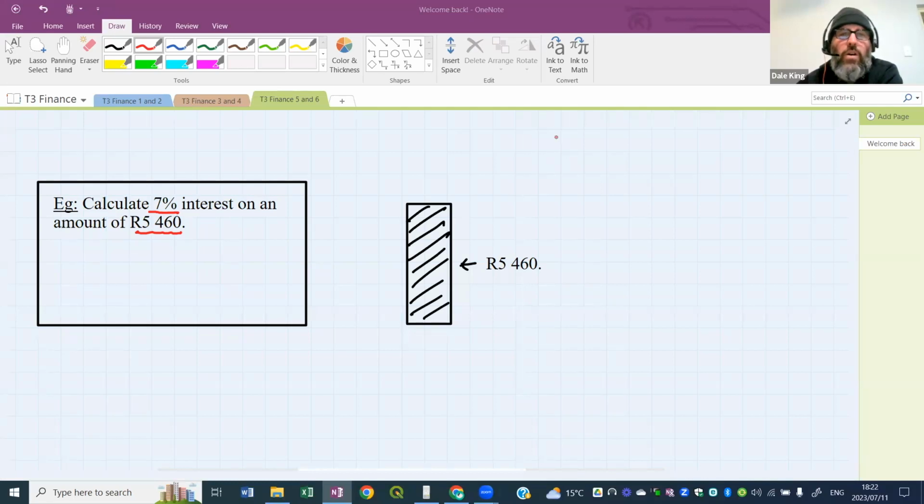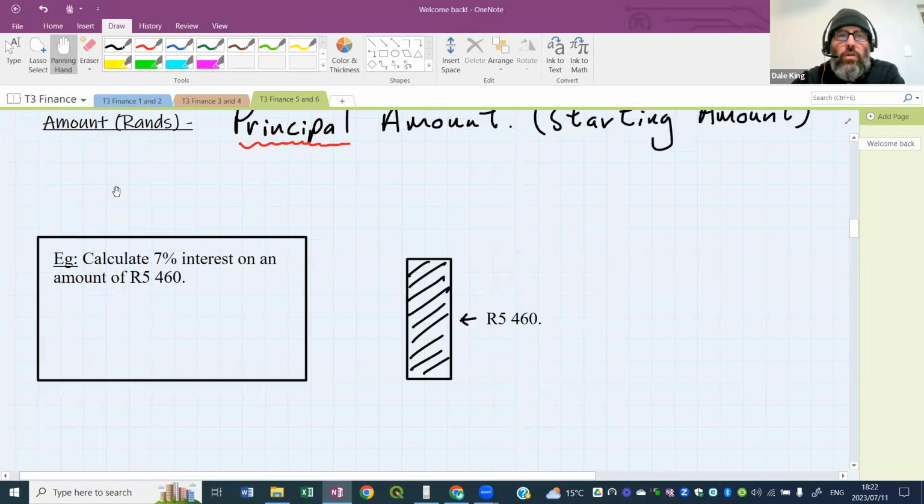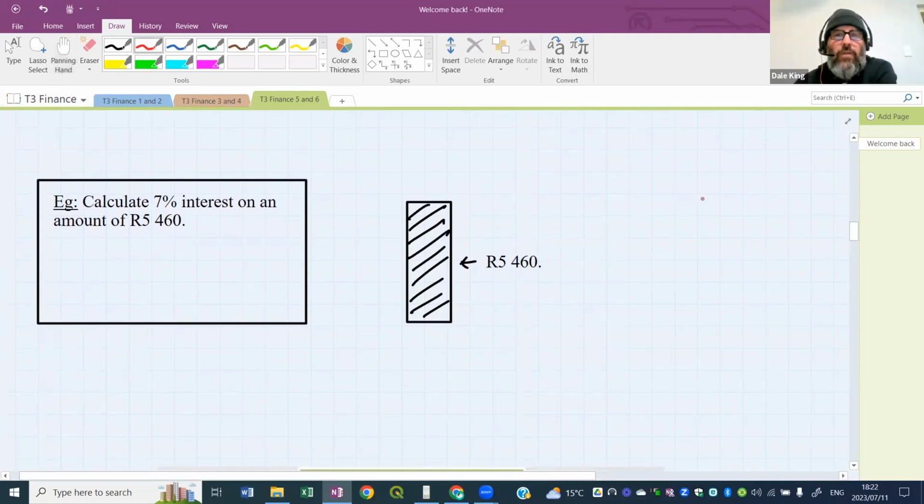All right. So we don't know how long this calculation must go on for. And the 7% earned on this 5,460, is this for a year? We don't know. There's no time interval here. All right. Very good. You guys are on the ball. So I'm leaving time out of this question for a reason. I want to show you basically how interest works. And I've got this bar here. So we're going to do the calculation, but I want you to also visually see what happens. Now, let's go back to the calculation in this big block. I want to calculate 7% interest on an amount of 5,460.